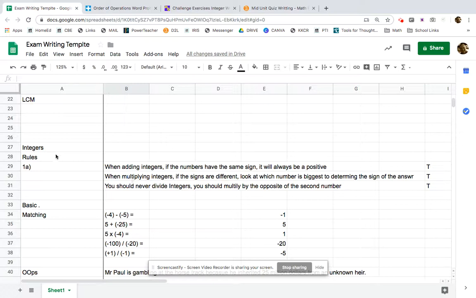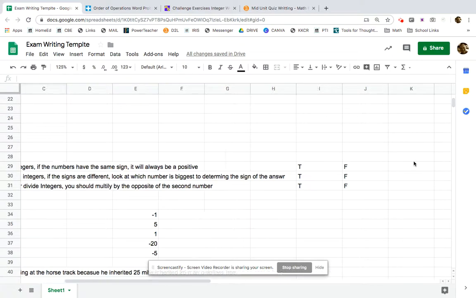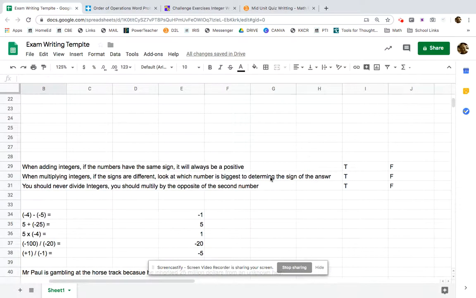So this one, I'm in integer rules, 1A. When adding integers, if the numbers have the same sign, it will always be positive. You really have to know your rules in order to answer that. And make sure you put a true and a false next to it, so they can just circle it. When multiplying integers, if the signs are different, look at which number is biggest to determine the sign of the answer. You really got to think about that, because we're not looking to see which number is bigger in multiplication. That one would be false.